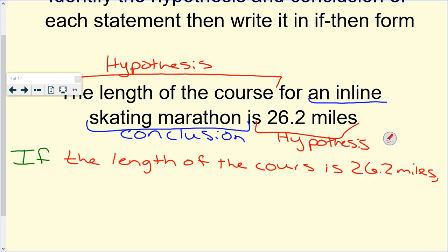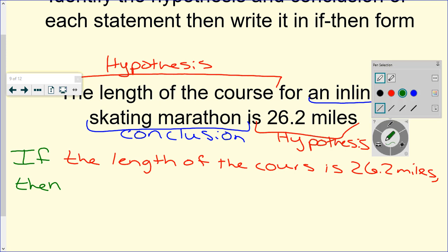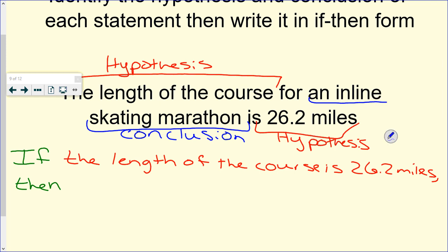What's the key word that comes up after the hypothesis? Then. So if the length of the course is 26.2 miles, then our conclusion is what? What did we define? It is so close, an inline skating marathon.